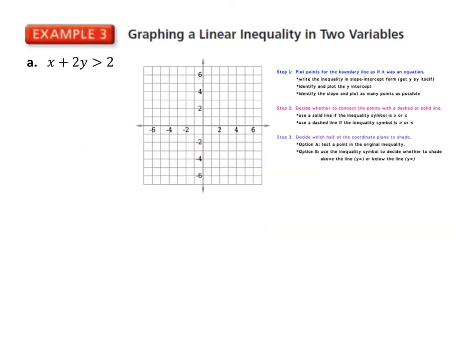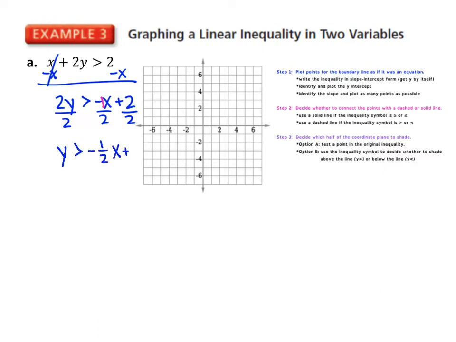So my first step, if it isn't already, I need to get y by itself, so it's in slope-intercept form. So I'm going to start by moving x to the other side. I'm going to subtract x from both sides. We've practiced this part quite a bit recently. So then 2y is greater than negative x plus 2. And when I divide everything by 2, that negative x is really a negative 1x. So it turns out that y is greater than negative 1/2 x plus 2 divided by 2 is 1. So this is the line that I'm really trying to graph.